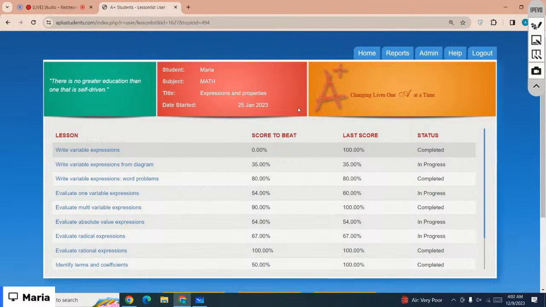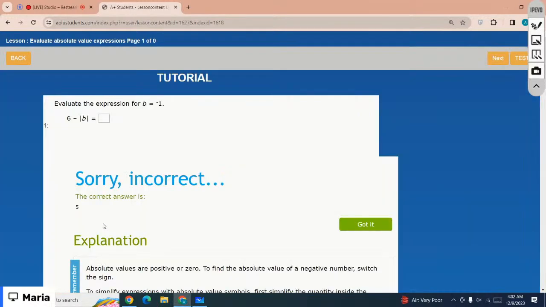Here I am on grade 8 math. The chapter is expressions and properties. Let's just start with the lesson that is evaluate absolute value expressions.